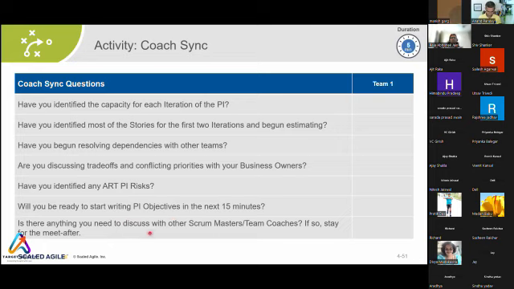Is there anything you need to discuss with other Scrum Masters or team coaches? If so, stay for the meet after. You can have a meet after also. All those things happen in parallel. So PI planning is not just one thread going on; there are multiple threads going on. It's about coach sync.